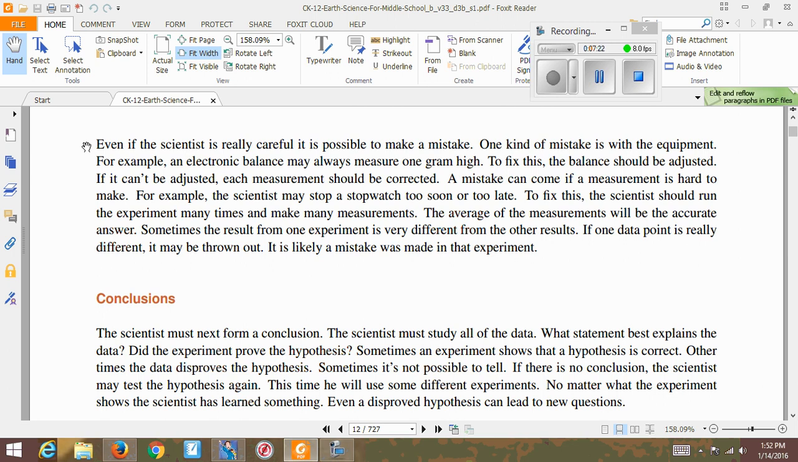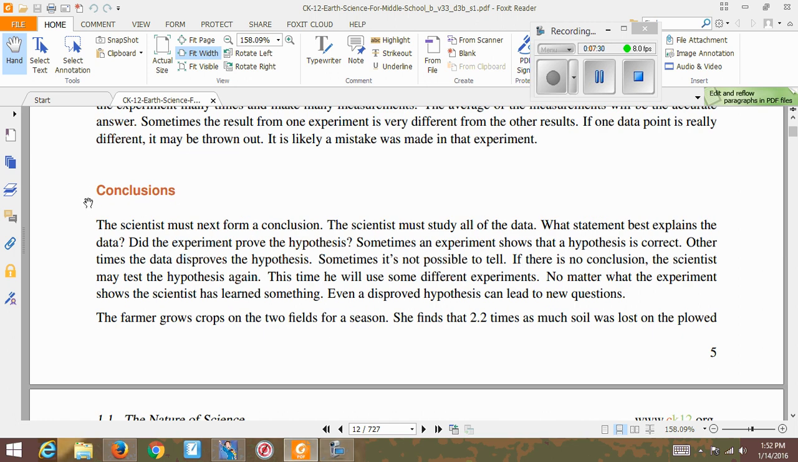Conclusions. The scientist must next form a conclusion. The scientist must study all of the data. What statement best explains the data? Did the experiment prove the hypothesis? Sometimes an experiment shows that a hypothesis is correct. Other times the data disproves the hypothesis. Sometimes it's not possible to tell.